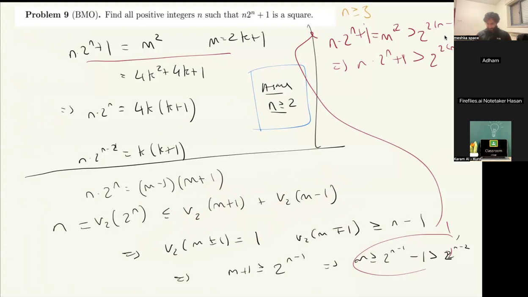Okay, so I think this is where we are. Now we have n times 2 to the n is bigger than or equal to 2 to the 2n minus 2, minus 4, I mean. Okay. And then n is bigger than or equal to 2 to the n minus 4. And then what does it tell us?